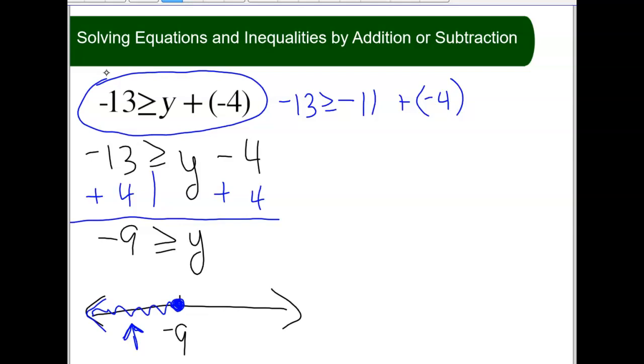So negative 13 is bigger than or equal to negative 11 plus negative 4, that's negative 15. Is this true? Yes, it's true. So I have solved and graphed this correctly.